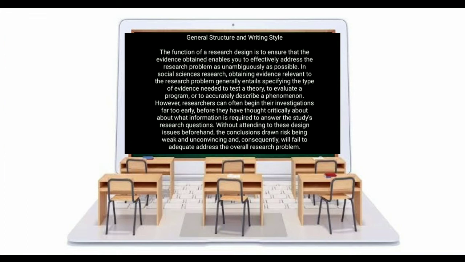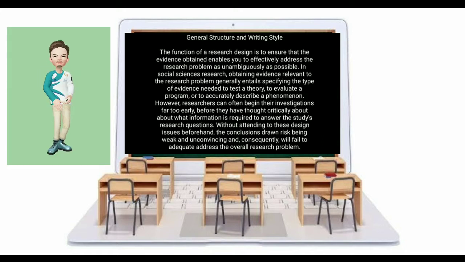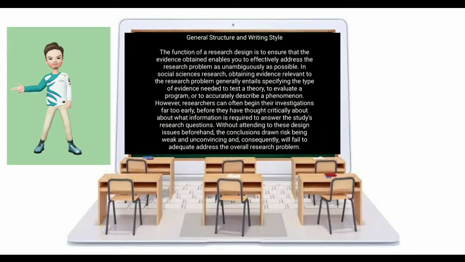The function of a research design is to ensure that the evidence obtained enables you to effectively address the research problem as unambiguously as possible. In social sciences research, obtaining evidence relevant to the research problem generally entails specifying the type of evidence needed to test a theory, to evaluate a program, or to accurately describe a phenomenon.